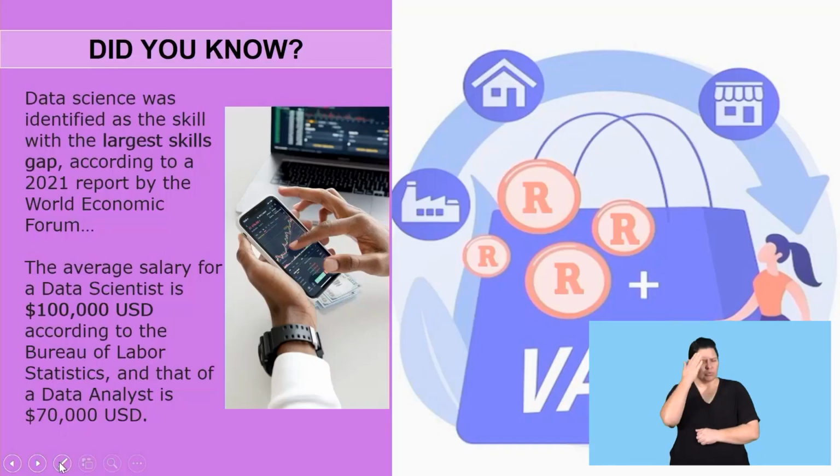Did you know that data science was identified as the skill with the largest skills gap according to a 2021 report by the World Economic Forum? The average salary, and listen to this, for a data scientist is approximately $100,000 according to the Bureau of Labor Statistics, and that of a data analyst is about $70,000. Now, if you look at today's exchange rate, that will take us roughly to 1.8 million per annum for the data scientist and about 1.2 million per annum for a data analyst. Now, that is something interesting to consider.